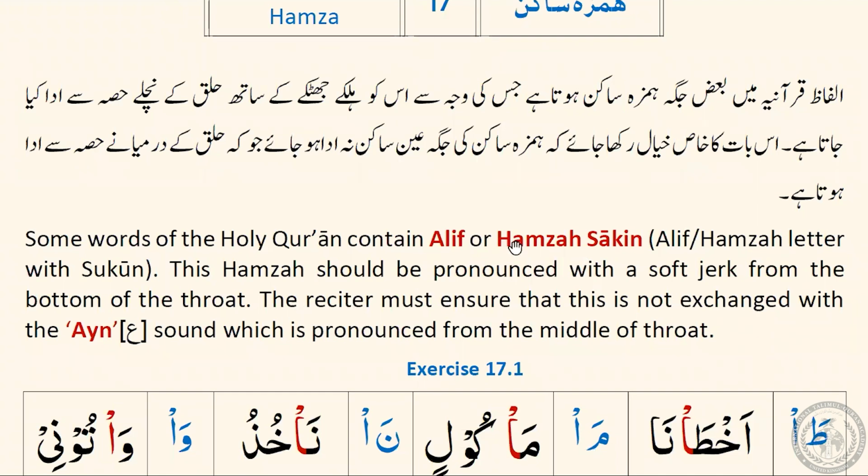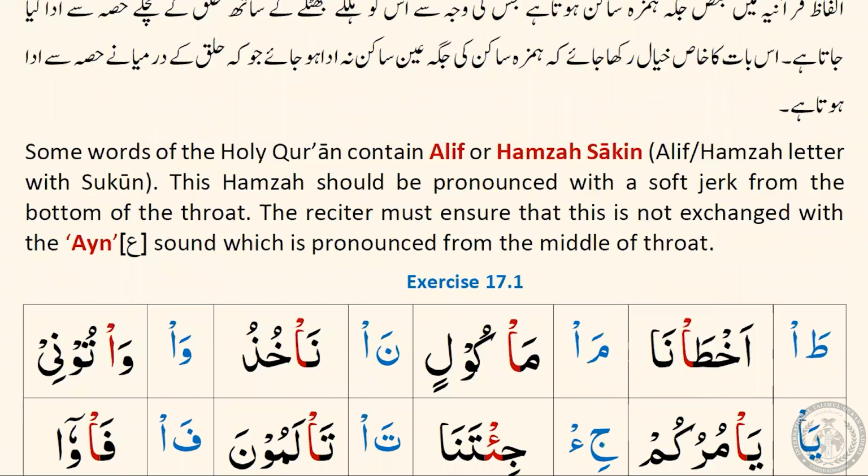Now when either of the two appears, the alif or the hamza sakin, the hamza sound should be pronounced with a soft jerk. So we make the hamza sound and we make a soft jerk sound when we produce that sound. And that sound is created from the bottom of our throat. An important thing I would like to mention is that sometimes people mistake the Hamza Sakin for an ayin sound. An ayin sound is something different. It looks like that, and it's very different from an alif or a hamza. So when there is a hamza sakin, you must not make the ayin sound. You have to be careful with that because often people will confuse that.